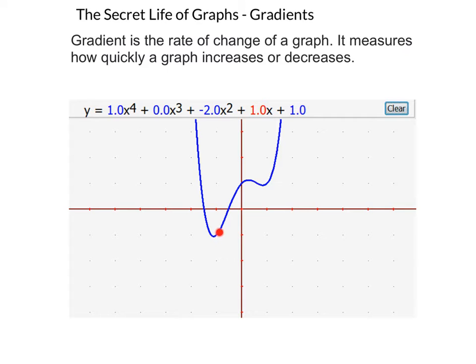Then the gradient is positive between this local minimum and this local maximum. Then again, it's negative between this local maximum and this local minimum. And then it's positive again, and then on. So this graph has negative gradient from -infinity to this point, positive gradient between these 2 stationary points, negative between these 2 stationary points, and then positive again off to infinity.